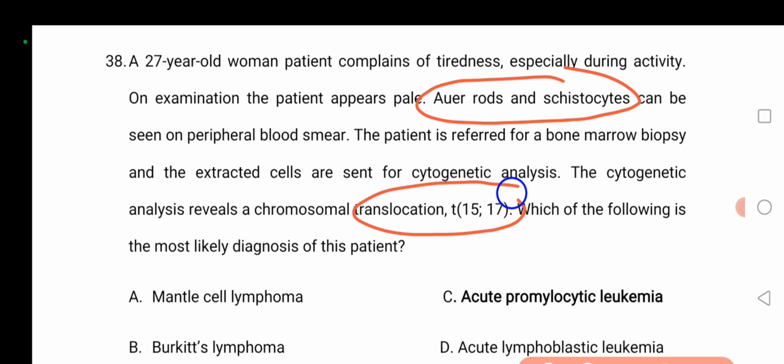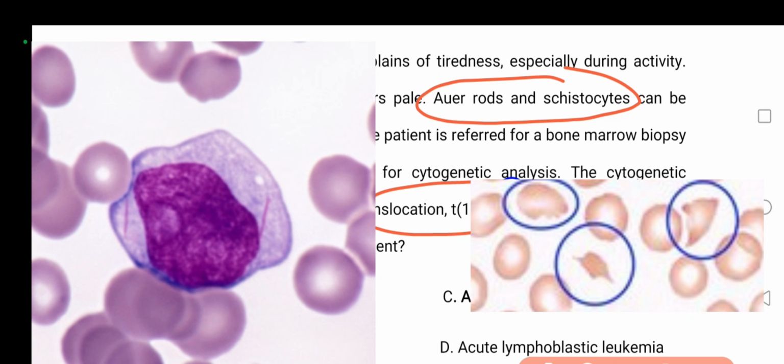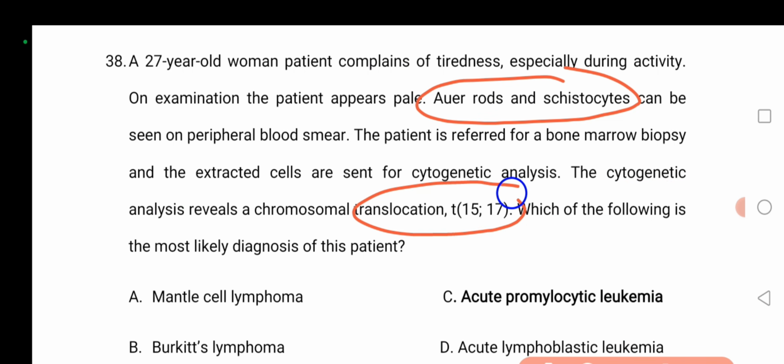So we see Auer rods and schistocytes. It's from the myeloid series, not lymphoid. The next is the cytogenetic analysis, where we see the translocation between the 15th chromosome and the 17th chromosome. It will identify what? Acute promyelocytic leukemia. Because on cytogenetic analysis, this is the most specific test for identifying among the myeloid cells. Additionally, Auer rods and schistocytes are present in myeloid blasts, not in lymphoid.